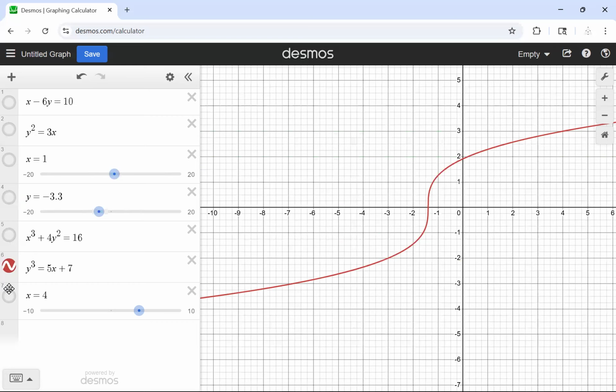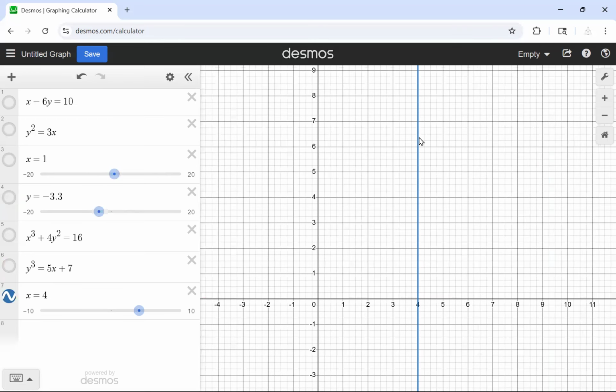Now the last equation that we had was x equals 4. Notice that there's an obvious vertical line that goes through infinitely many points. This fails the vertical line test, because (4, 0), (4, 5), (4, 4), (4, 3), (4, 2), (4, 1) and everything in between are all points on that vertical line x equals 4. So this fails the vertical line test, and therefore x equals 4 is not a function.